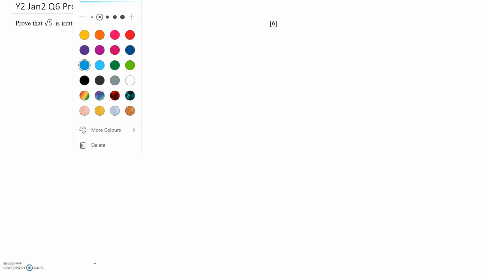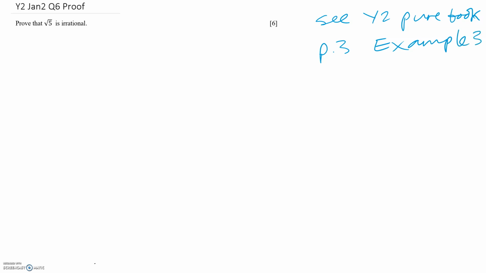Now, the proof that root 2 is irrational is in the textbook. If you look in the Year 2 pure textbook on page 3, this is example 3. So that will be the proof that root 2 is irrational. And it's very similar to what we need to do.